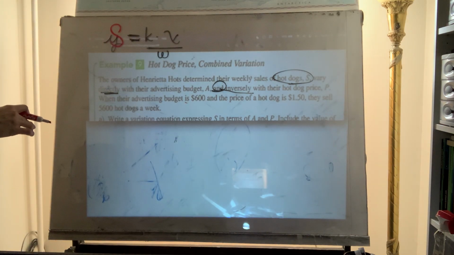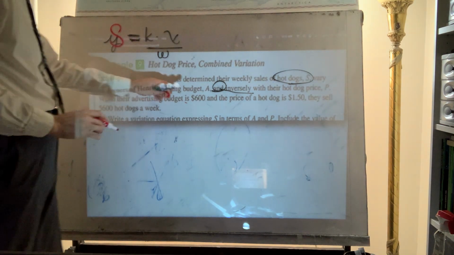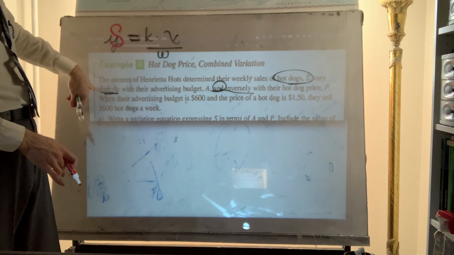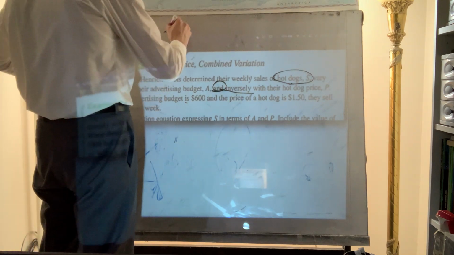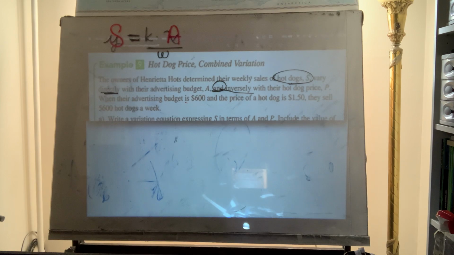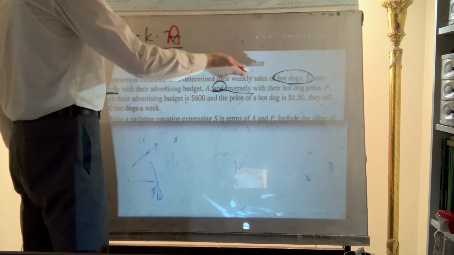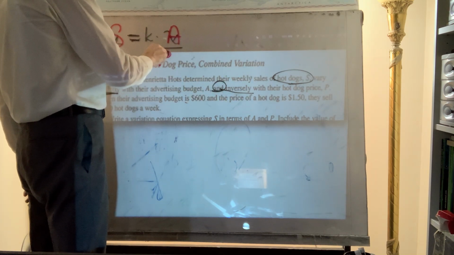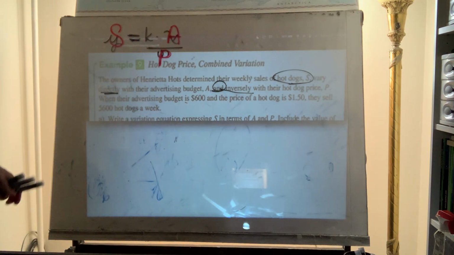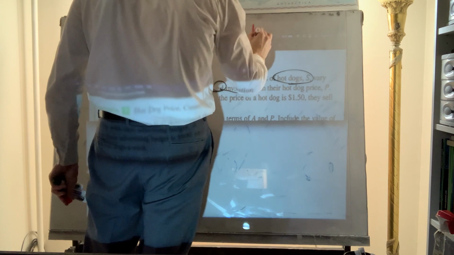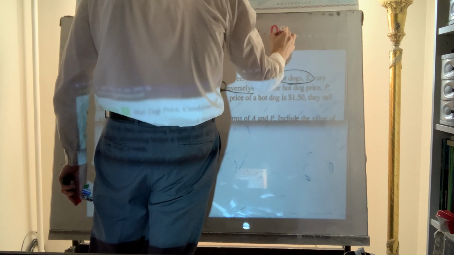Go figure. All right. Their advertising budget is the next thing that is mentioned immediately after the phrase directly in English. So I'm going to put an A here on top of the X. And then inversely with the hot dog price itself, which is P. So since that's mentioned last, after the phrase inversely, I'm going to put a P superimposed upon W. So to write it a little bit more cleanly, I would have this. S is equal to the K constant times A over P.